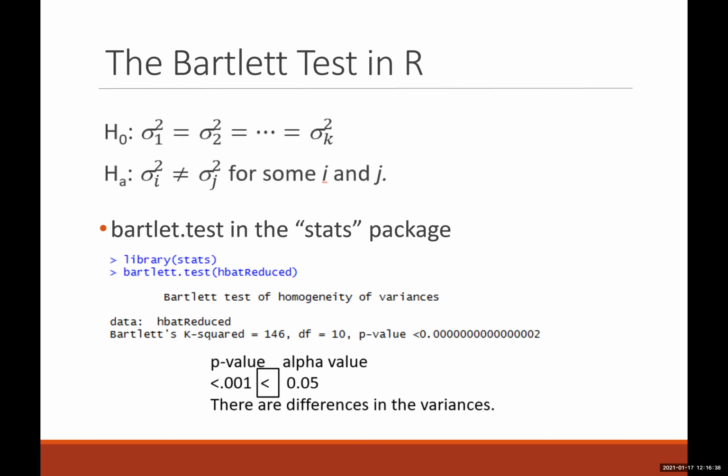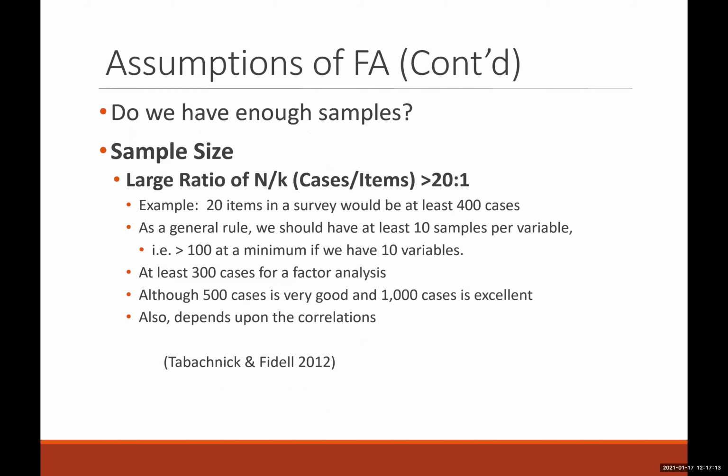So let's look at an example here. Let's say we're looking at that customer satisfaction survey. If we say the variances are equal, if we're trying to test this hypothesis test, we're going to use the library stats, bartlett.test, and it's going to give us this output here. And the p-value is very, very small. It's less than 0.05. And so we're going to say there are differences in the variances. So that means we have enough shared variances that we should be able to run this PCA analysis on this customer satisfaction data set.